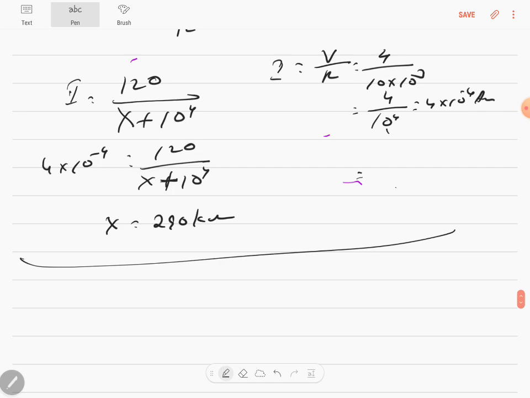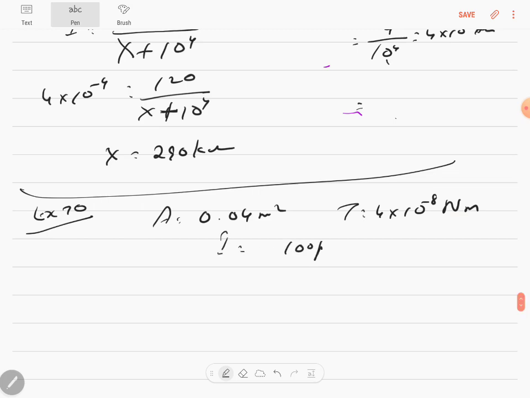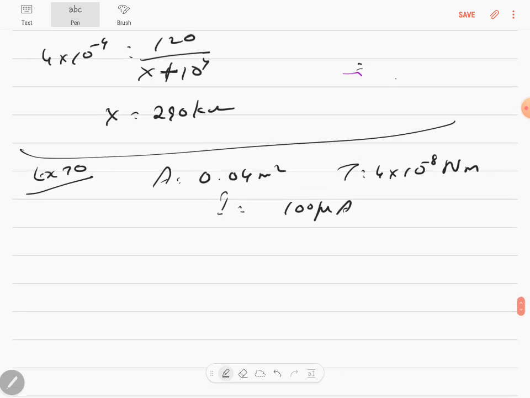So let's go to next. There's one more NCERT here. One more question, example 70. The maximum torque acting on the coil of area 0.04 meter square is 4 into 10 to the power minus 8 Newton meter, when the current in the coil itself is 100 microamps. Find the magnetic induction B.